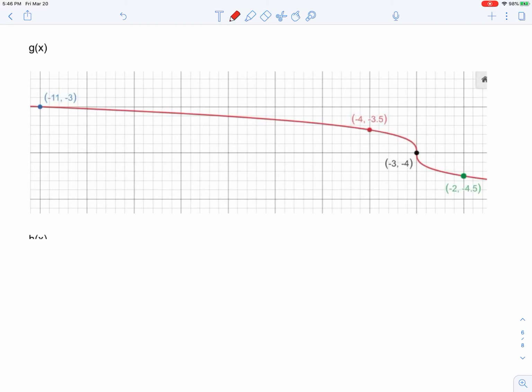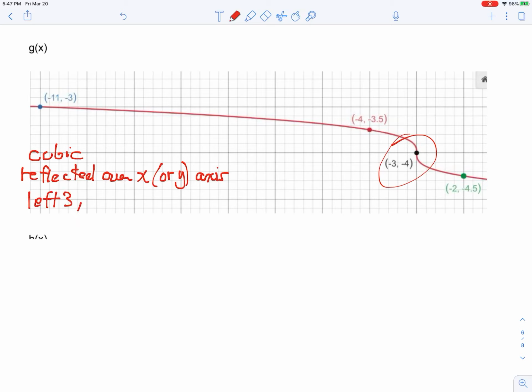is a cubic function. You know that it's reflected over the x, or it could be the y-axis, so it's cubic. It's reflected over either the x or y-axis because it looks identical. And this important point at (-3, 4), we know it's gone to the left 3 and 4 down.